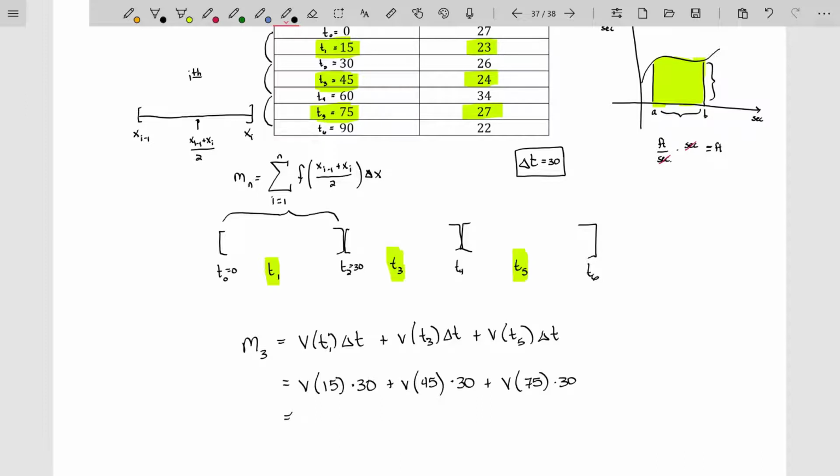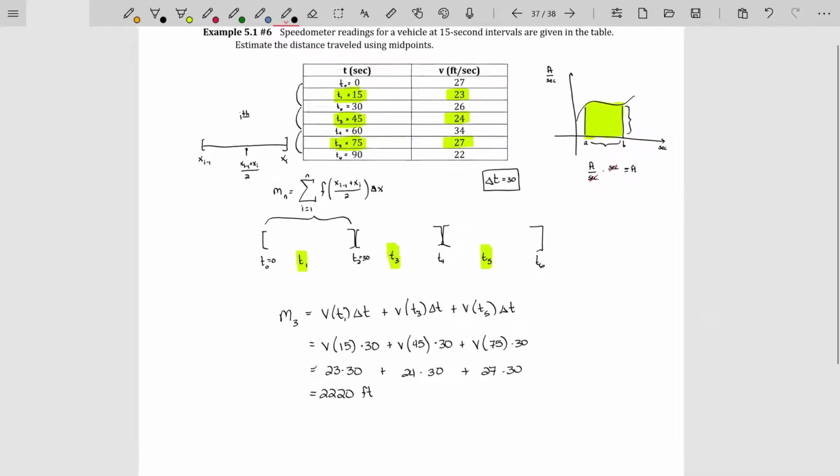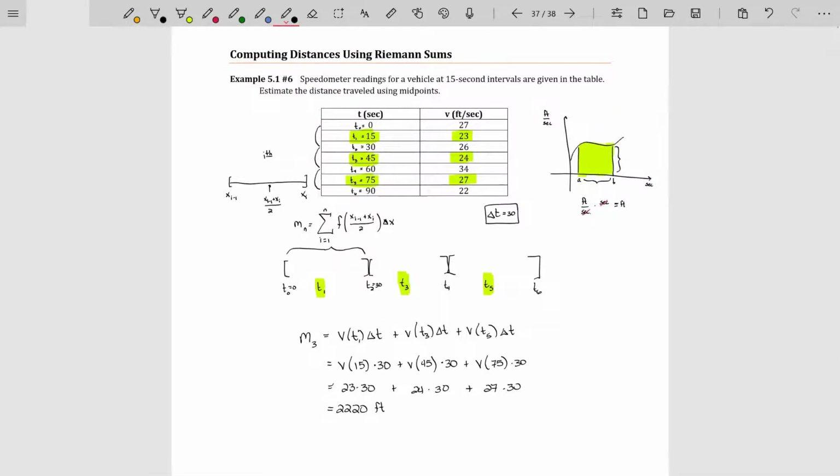And finally, we sub in the function values 23, 24, and 27. So 23 times 30 plus 24 times 30 plus 27, again, times 30. And this is 2,220 feet. Remember, it's going to be a distance in the end. It is not, like I said, a ton of fun to do something like that, just because I like the left endpoint method or the right endpoint method for a table. But again, in a textbook, they'll often ask you to use a midpoint method. So this was why I chose to use the midpoint method on this example.